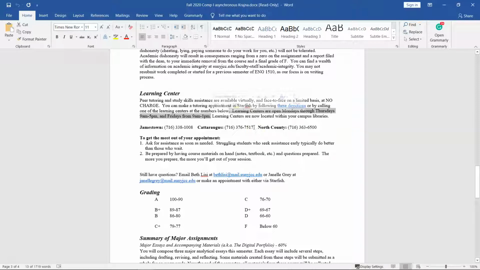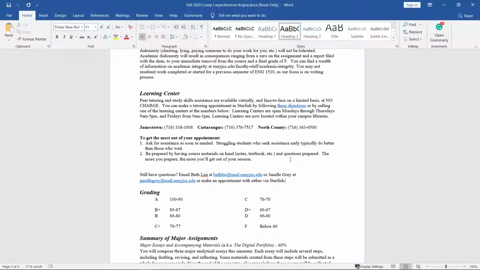And you can always call them, or you can always email Beth Lacey or Janelle Gray, and they can also help with setting up an appointment through Starfish. And keep in mind that if you need digital tutoring, they can work with you on that. They can either call you on your cell phone or through Zoom.